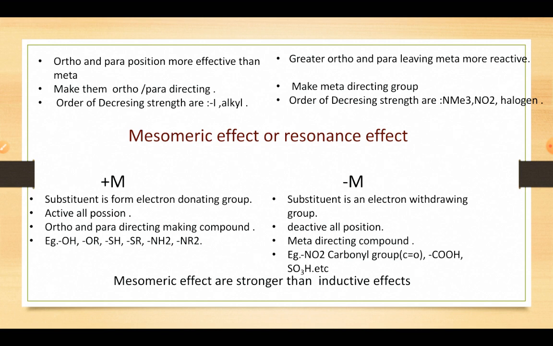Resonance effect. The resonance effect shows in the benzene ring, in all aromatic rings. It is also of two types, positive and negative. In the positive resonance effect, the substituents are electron donating groups. The electron donating groups are alcohol, OR, SH, SR, NH2, NR2. In the negative resonance effect, the substituents are electron withdrawing groups. Electron withdrawing groups include double bonds, carbonyl compounds, carboxylic acid, sulfonic.